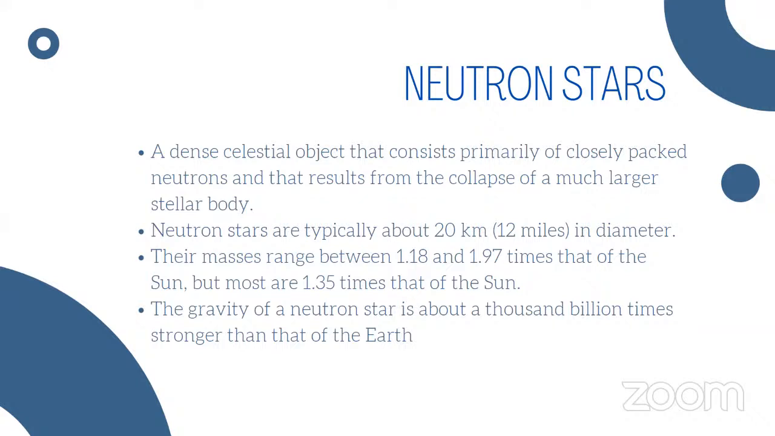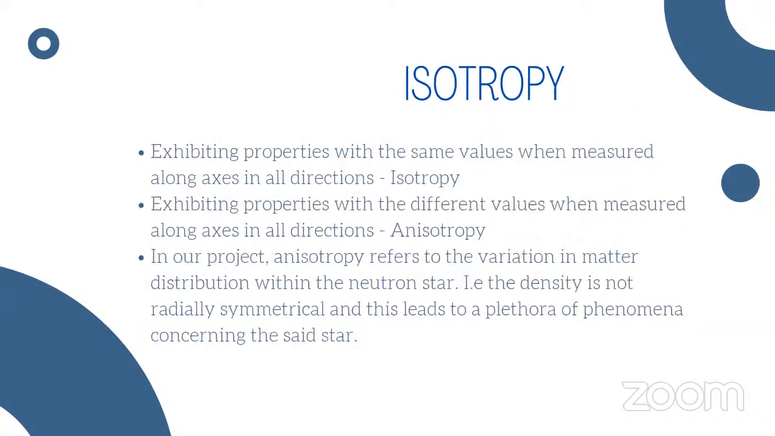Their masses mostly range between 1.18 to 1.97 solar masses. But surveys from the Hubble Space Telescope to various ground-based telescopic surveys found out that these are most likely in the range of 1.35 times the mass of the Sun. Now, the gravity of a neutron star is actually 1,000 billion times stronger than that of the Earth, despite its smaller size.